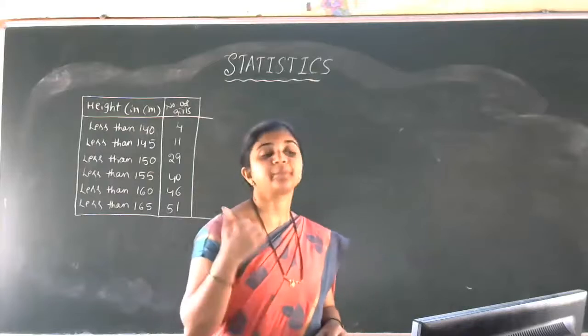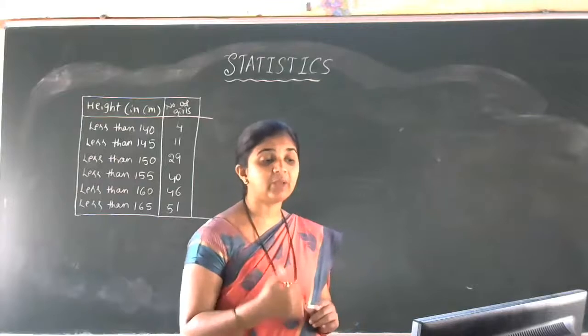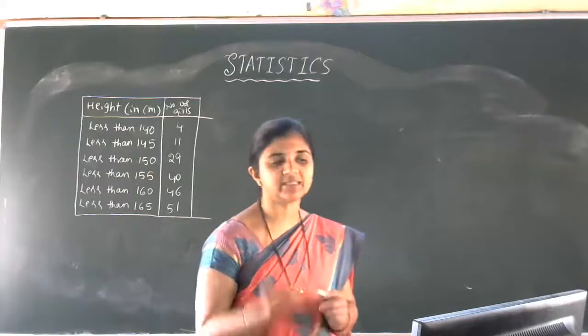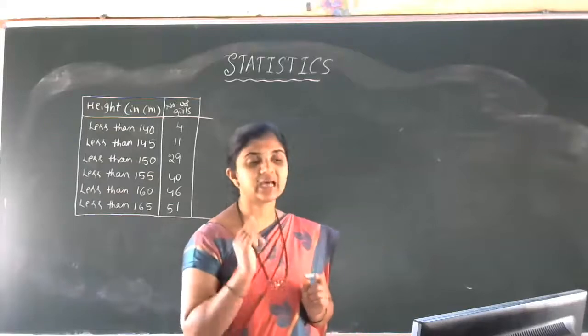Here N is the number of observations, CF is the cumulative frequency of the class preceding the median class, F is the frequency of the median class, and H is the class size.